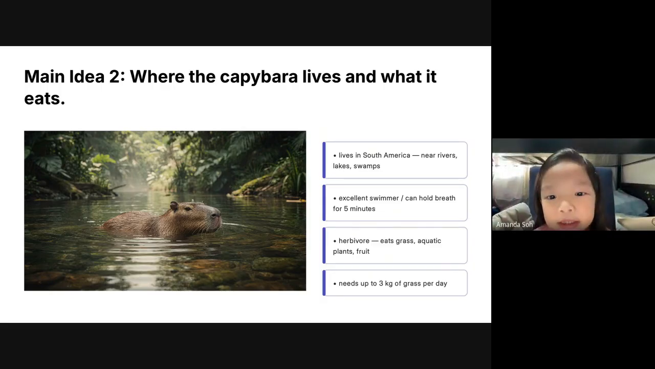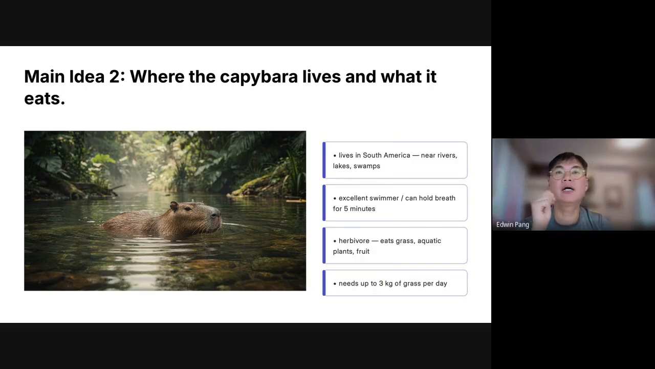They live in South America and also they love to swim in near rivers, lakes, or swamps. Okay.